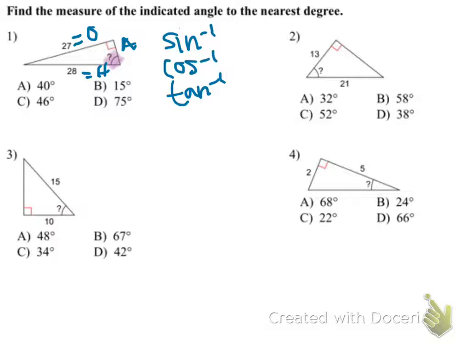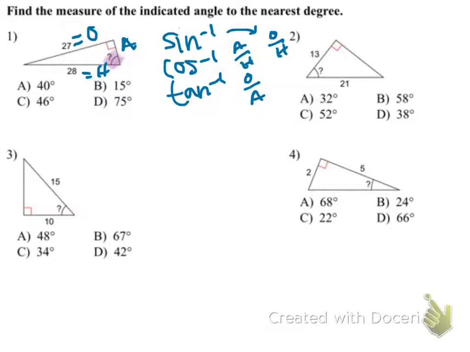Well, let's start with tangent. Tangent is always opposite over adjacent. Cosine is adjacent over hypotenuse. And sine here is opposite over hypotenuse. So I want to use the sides that have side lengths here, so I can fill in my opposite and my hypotenuse.